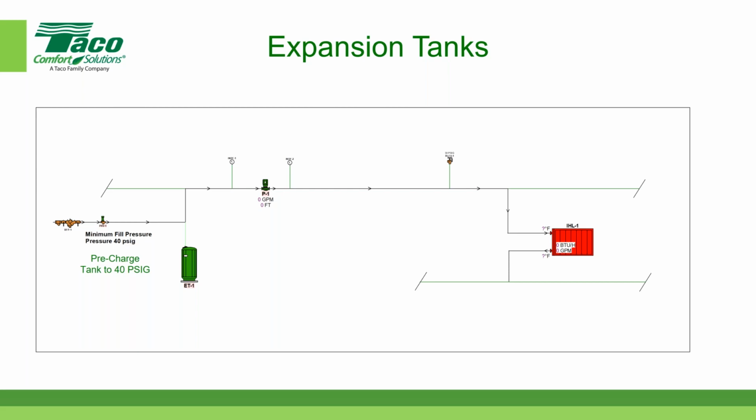Now, when we ship expansion tanks from the factory, we ship them at a pressure of 12 pounds per square inch gauge. So if you were connecting this expansion tank to this system, before you physically connected the expansion tank to the system, you would have to precharge the air side of the tank through the Schrader valve, which is located, in this case, on the steel container side of the tank, to 40 pounds per square inch gauge.